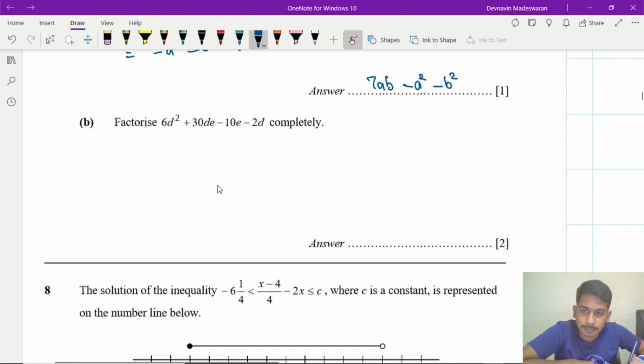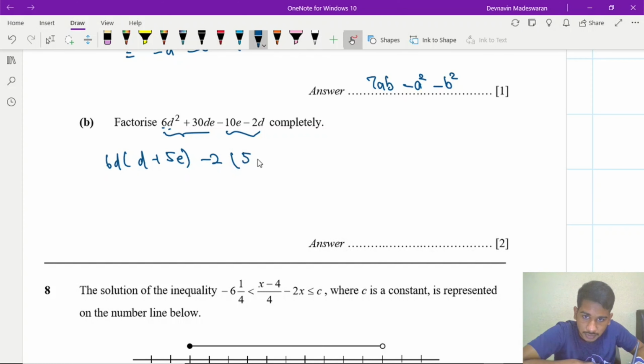Then factorize completely. For this kind of question, we take the first two and the next two and try to take out all the common factors. So 6 is a common factor, d is a common factor. So it's going to be 6d times d plus 5e. Then for the next one, negative 2 is a common factor. Negative 2 times 5e plus d. Oh, cool. See, they're the same now, d plus 5e, 5e plus d.